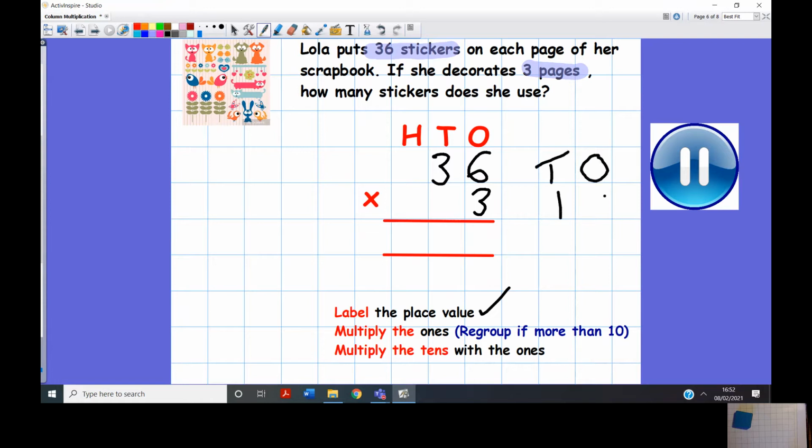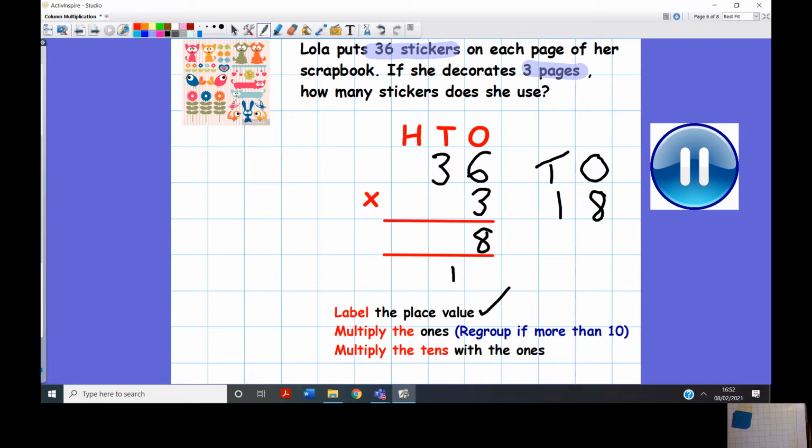Remember with your place value, can I have 18 ones? No. 10 of my ones needs to become 1 ten. 10 ones need to become 1 ten. So I'm going to write my 8 here in my ones column, and I'm going to put my 1 ten just down here. You can have a little relax.